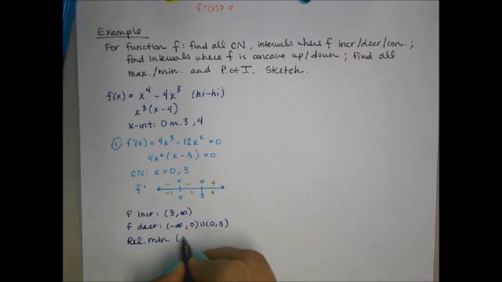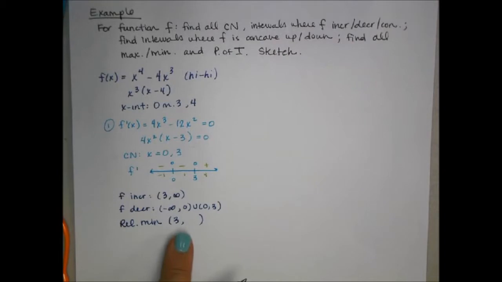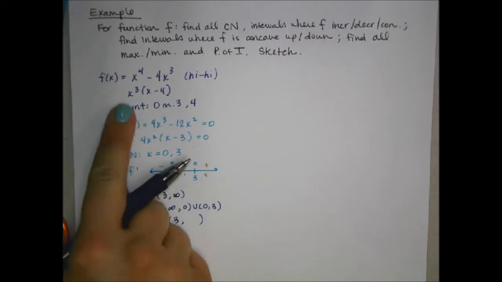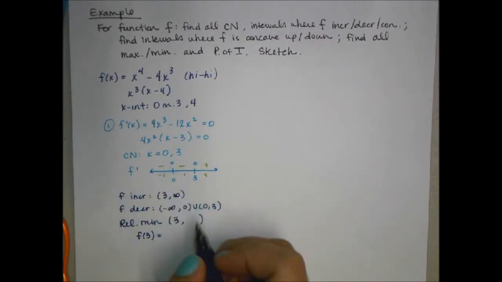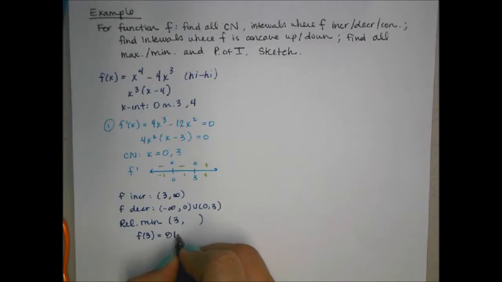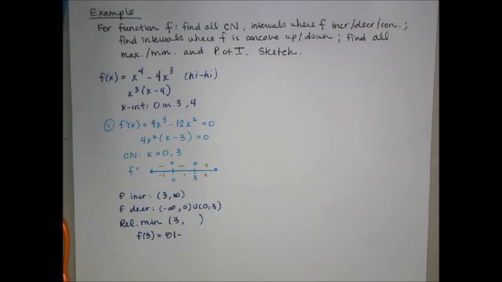Now, since we're coming up with the sketch of the function, we should find out where exactly this point occurs. So let's go ahead and plug this back into the original function f. So 3 to the 4th power minus 4 times 3 cubed, so negative 27 would be the coordinate pair there.